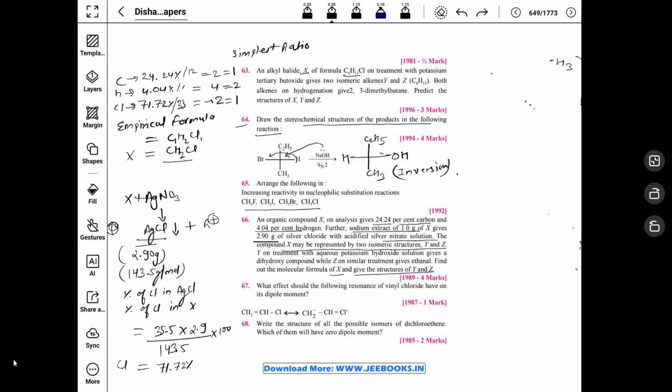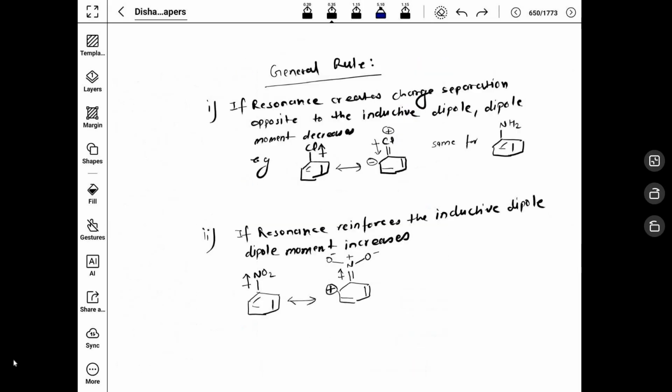Now question number 67. What effect should the following resonance of vinyl chloride have on its dipole moment? So this is the vinyl chloride structure and this is its resonating structure. So before answering this question, I would like to tell you some general rules about the resonance effects on the dipole moment.